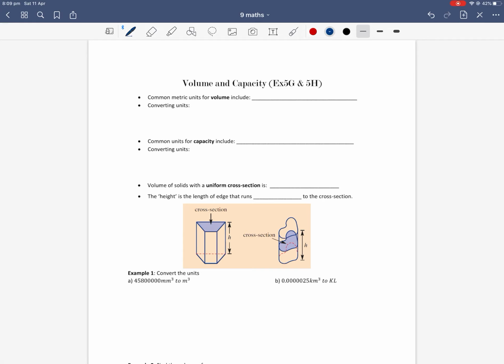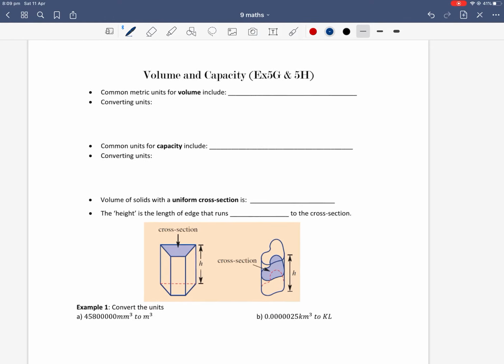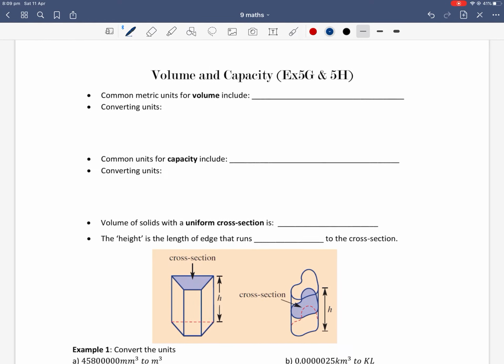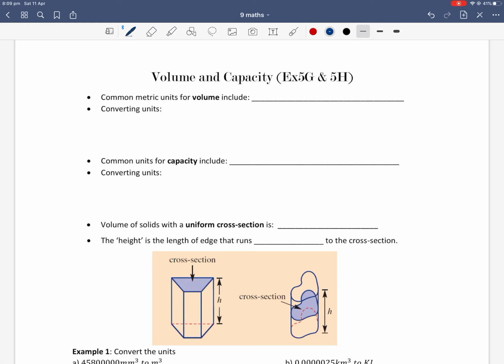Today we're going to look at exercise 5G and 5H, which covers volume and capacity. We would have talked about this in year 8 before, so it's a bit of a recap. For starters, let's start with volume. Volume is the amount of space taken up by an object. We measure volume in cubic units, so millimeters cubed, centimeters cubed, meters cubed, and kilometers cubed.